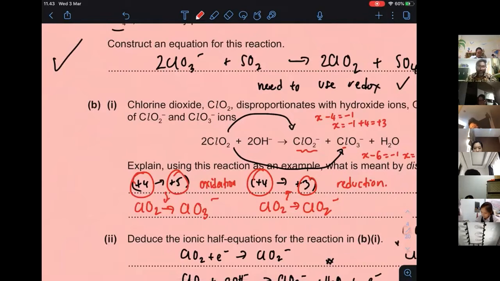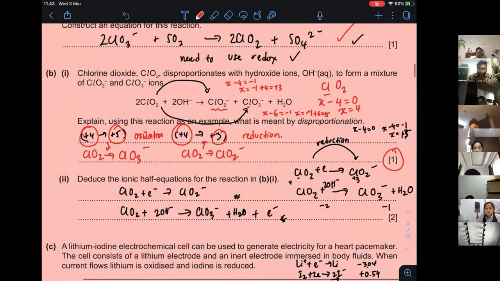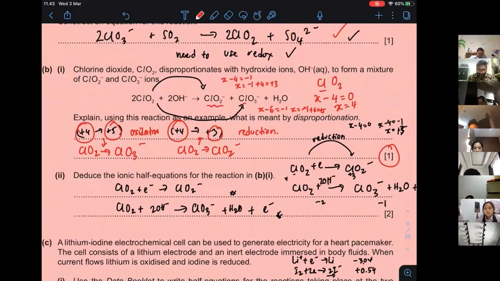Okay, you need to calculate. If you don't calculate, forget it, you are not going to get the 1 mark. Now, deduce the ionic half equations for the reaction in B1. If you want to deduce this reaction, ClO2 to ClO3 minus, that's the equation. And then I also have another equation, which is ClO2 to become ClO2 minus.